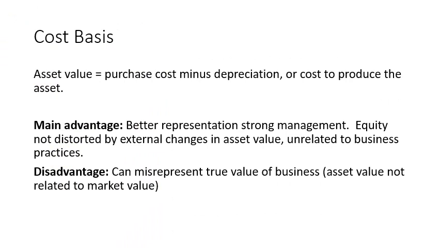Cost basis is the asset value of that piece of equipment minus the annual depreciation. And so the main advantage of cost basis is it's really representative of how you're using that equipment. You're not distorting your equity based on external changes in asset value that are totally unrelated to your business practices. So for example, your equity really reflects your business investments and their use, not some random change in valuation like land values going sky high or something like that that is beyond your control as a manager.